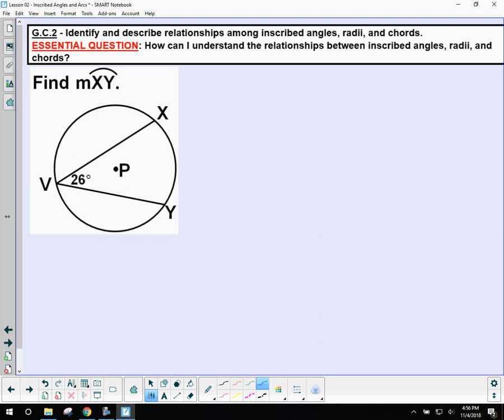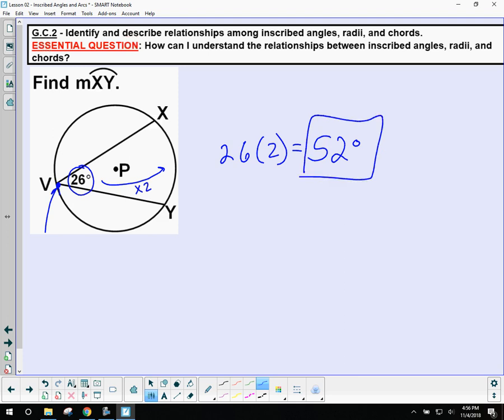Find arc XY. We have the angle. The vertex is on the circle, so we just need to times 2. So 26 times 2 equals 52. Yep, it's going to be that easy.